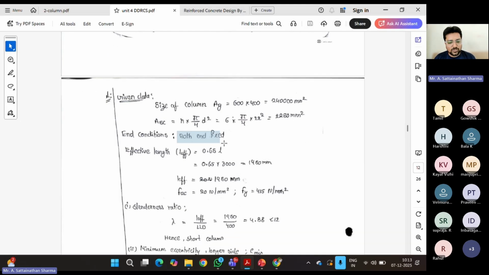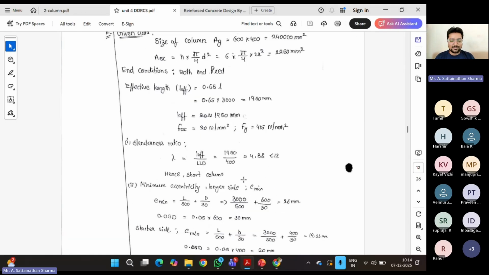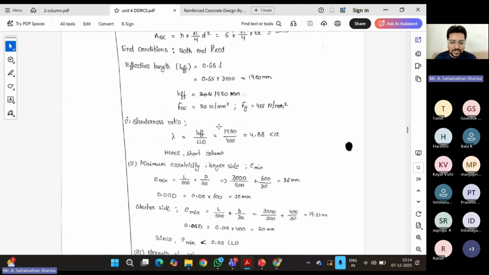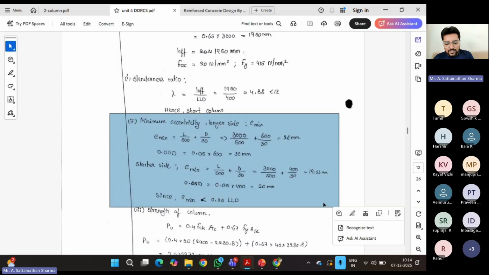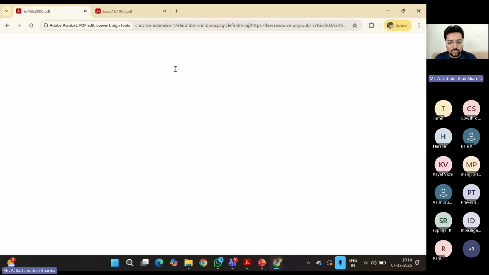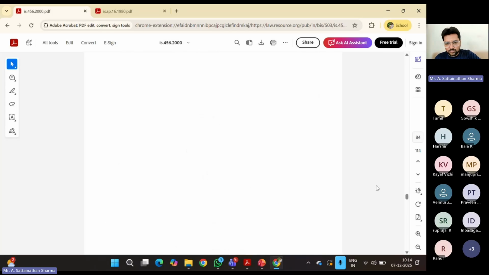Both the ends are fixed, so the effective length will be 0.65 into 3000, or sorry, 1950 mm. Then you just check whether the column is a long column or short column. Now the important part comes here. What is the eccentricity? This is there in the code book. They have given the eccentricity in words here: the member shall be designed for the minimum eccentricity as per 25.4. You have to go to 25.4.